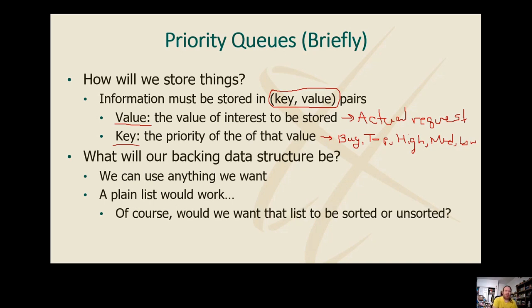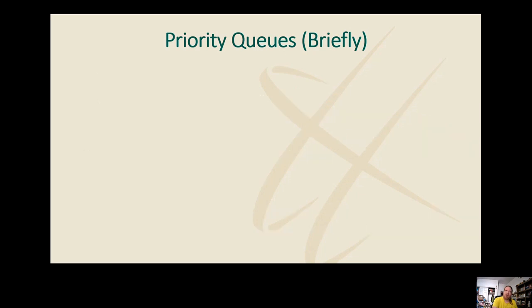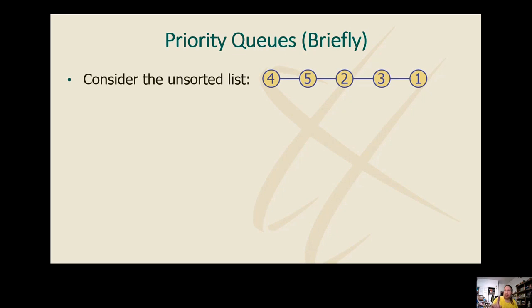So we need to then ask ourselves, if we're going to put it in a list, do we want that list to be sorted or unsorted? And whatever we choose, what's the performance of those options going to be? So let's take a look. Let's consider this unsorted list. And to be clear, we will frequently display heaps or queues or priority queues or examples like this.